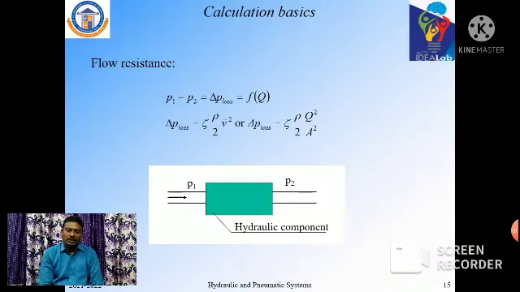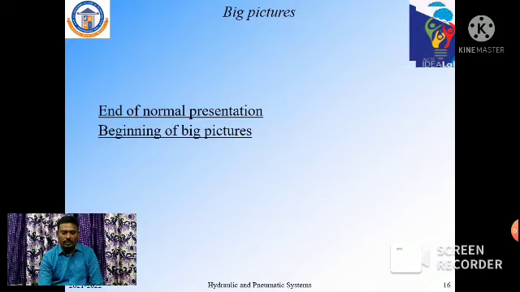Flow resistance: P1 minus P2 is equal to delta P loss, that is a function of P and Q. Delta P loss equals zeta times rho by 2 times V squared, or the differential pressure equals zeta rho by 2 times Q squared by A squared. Pressure times volume, PV, is equal to a constant. This is the Bernoulli's equation for a hydraulic component. These are the basic things of hydraulic and pneumatic systems.